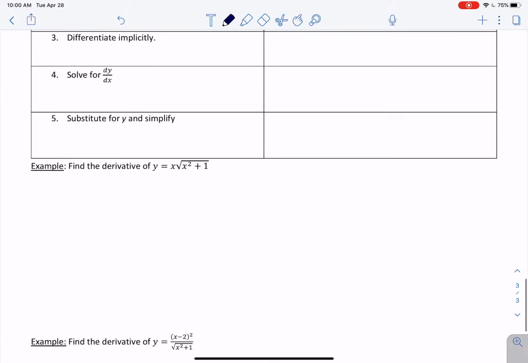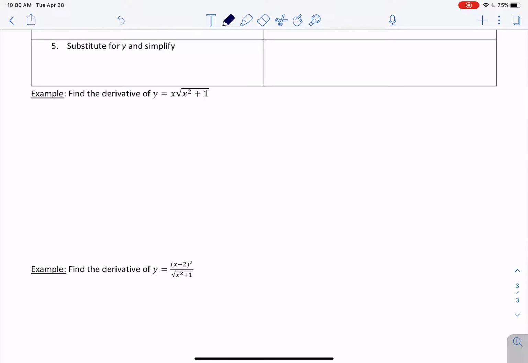So before we get to the steps, let's just look at this function. y equals x times the square root of x squared plus 1. I could take this derivative using the product rule and the chain rule. Right? I can do dy/dx equals the derivative of x, which is 1, times the square root of x squared plus 1, plus x times 1/2 (x squared plus 1) to the negative 1/2 times 2x. And I could simplify that down, work through it, and find my derivative.